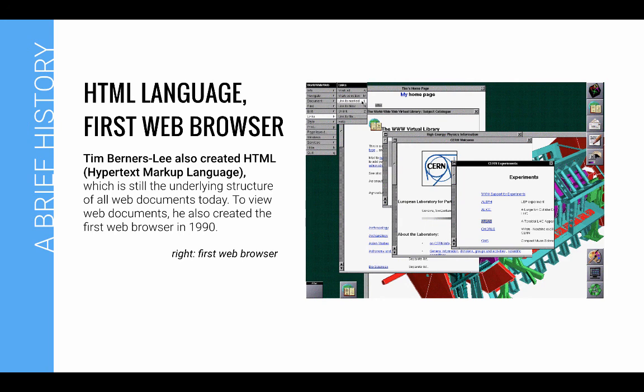To view web documents, he also created the first web browser in 1990, which is on the right. Fascinatingly, to me, it really does still resemble pretty much the way web browsers are today. It's pretty ugly, and the graphics are not great, but that was a facet of the way computers were more than anything else. But yeah, this is the first web browser. It was called the Next browser, which later became Netscape.